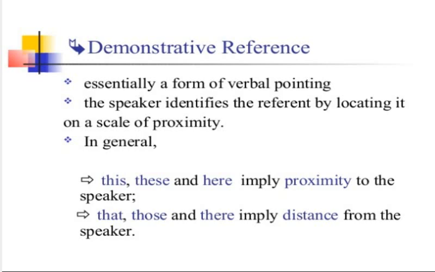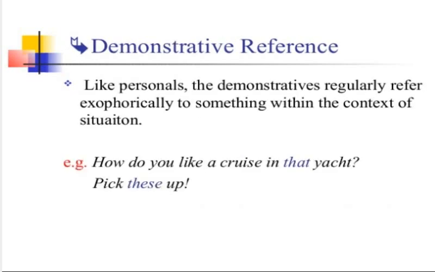Demonstrative reference is essentially a form of verbal pointing. The speaker identifies the referent by locating it on a scale of proximity. In general, this, these, and here imply proximity to the speaker. That, those, and there imply distance from the speaker. Like personals, the demonstratives regularly refer exophorically to something within the context of situation. How do you like a cruise in that yacht? Pick this up.